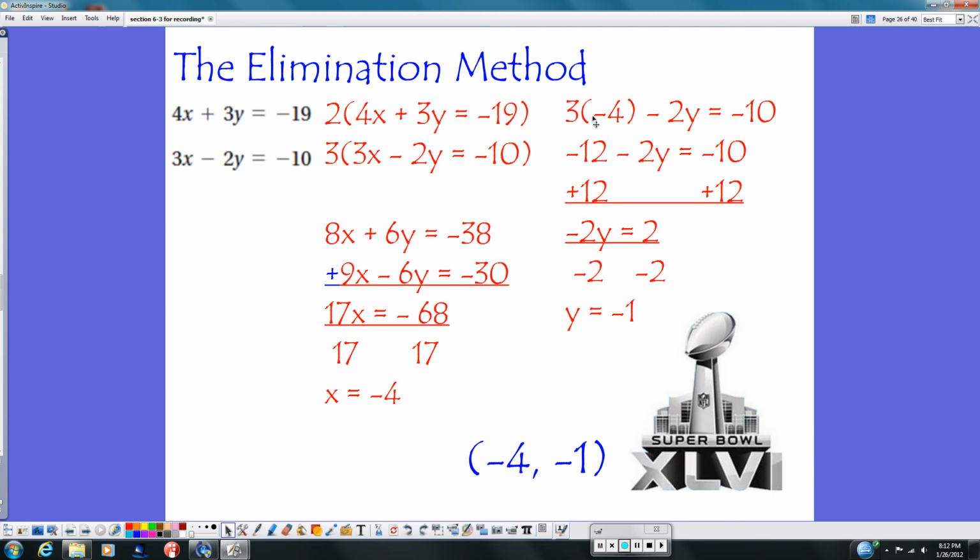I chose the second one. 3 times the negative 4 minus 2y equals negative 10. I have negative 12 minus 2y equals negative 10. Add 12 to both sides. I end up getting negative 2y equals 2. Divide both sides by negative 2. y equals negative 1. So my solution is negative 4, negative 1.